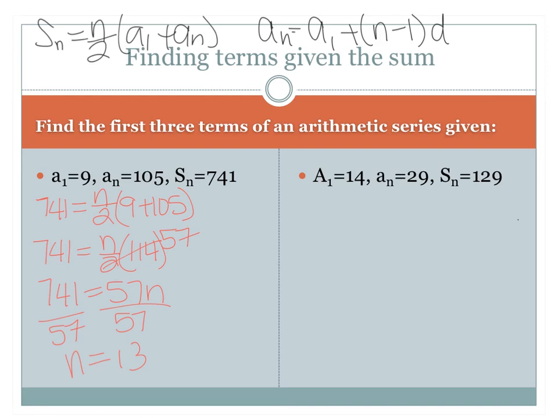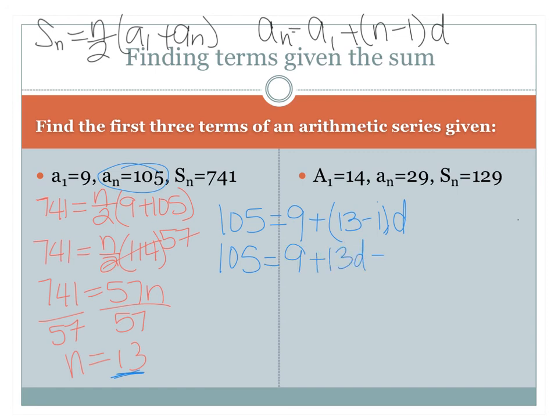So now I need to find the common difference by using my second formula, right? So that's an, which is what? 105, right? An is 105 equals a1, which is 9, right? Plus n, which we just solved for, 13 minus 1 times d. So 105 equals 9 plus 13d minus, sorry, I did that wrong. That's 12d. I was going to distribute. There's no point in that. 12d.